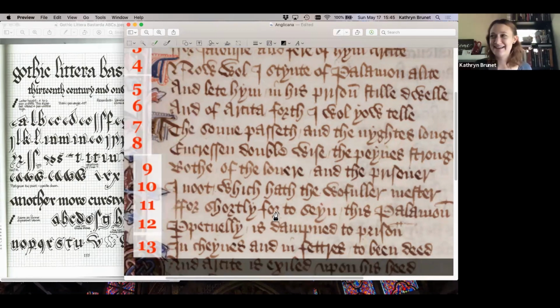So that is your taste of Chaucer's work from around 1400. I know this was a little bit of a mind melt. So are there any chat questions really quick before we move on?